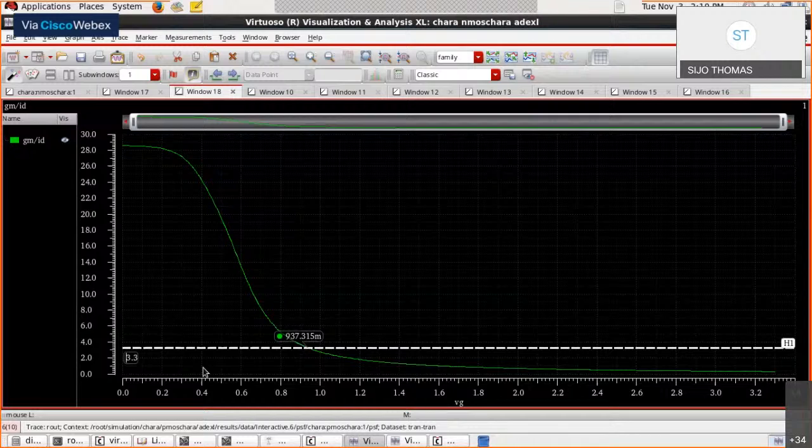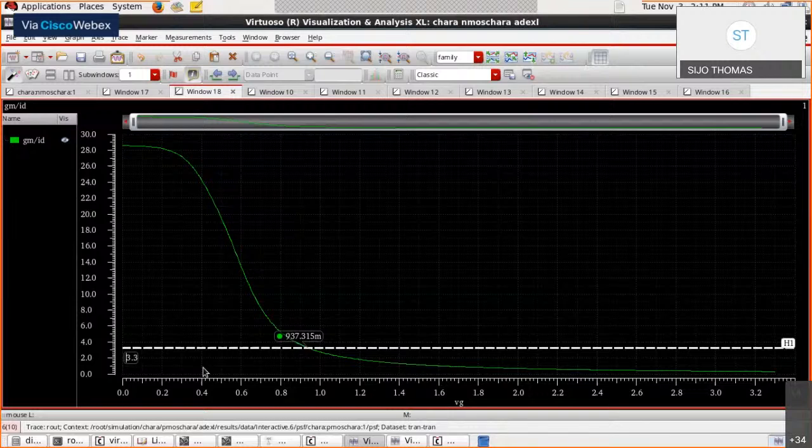So how will we decide upon this? As I already told, I want my input NMOS to be in weak or moderate inversion. So I should check, for this value of gm/ID and the particular VGS of 937 millivolts, whether my transistor is in weak, moderate, or strong inversion. My aim is to bring my transistor to weak or moderate inversion.